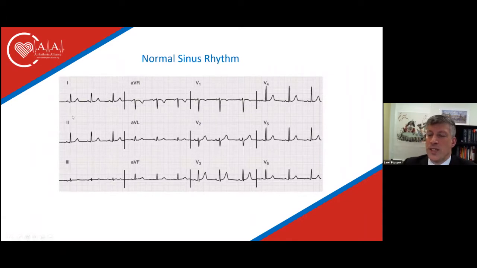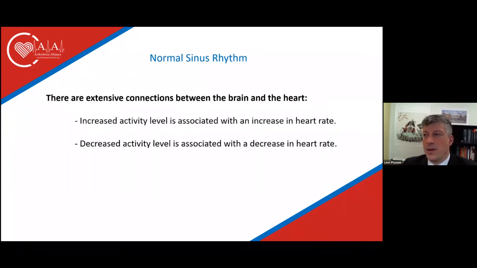Under normal circumstances, we have, as I mentioned earlier, very carefully choreographed electrical signals that lead to coordinated contraction of the heart's chambers. And I'm showing you a 12-lead EKG of normal sinus rhythm here. As you can see going across the tracing, these deflections are very evenly spaced, indicating a heart rhythm that's fairly constant. However, during the course of our daily lives, our heart rates do not remain constant. Rather, they increase and decrease based on what we're doing at the time.